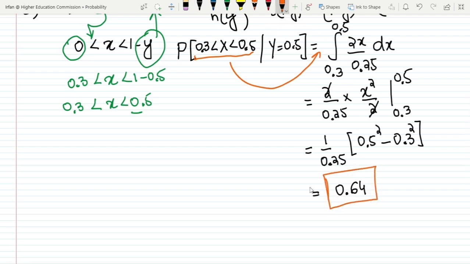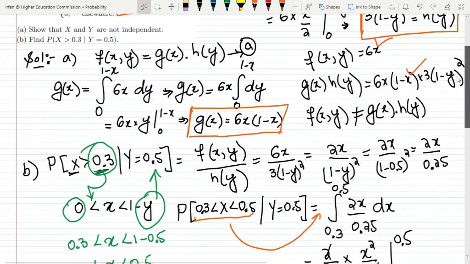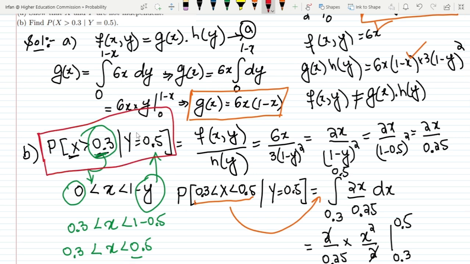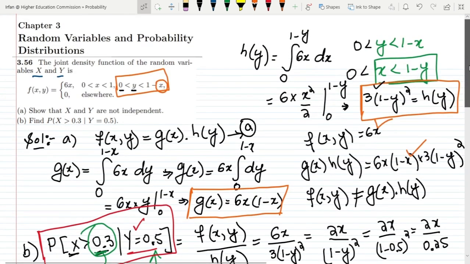Okay, so that's the answer of part b of my question, in which I have basically found the probability that x is greater than 0.3 given the value of y 0.5, and I have also found it by using the conditional probability theorem. Okay, so that's it for today, in which we have solved question 3.56.